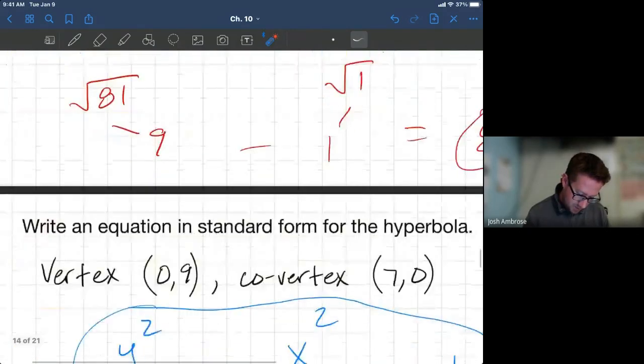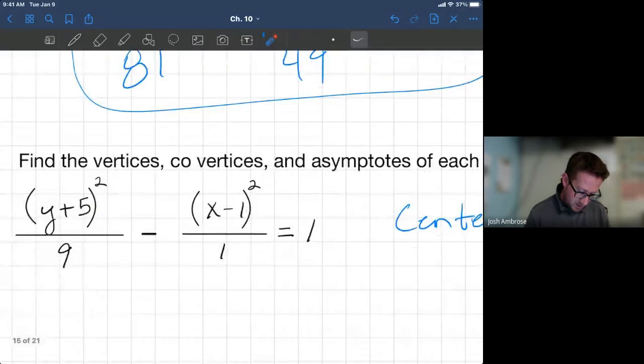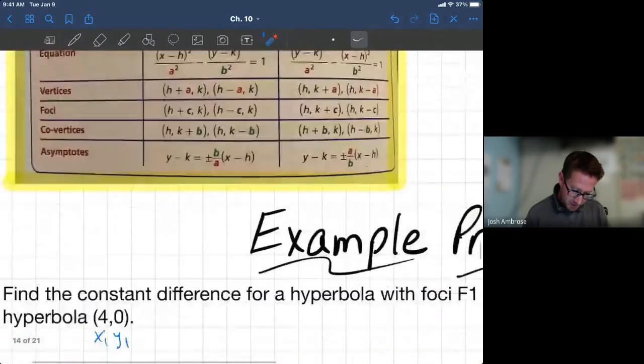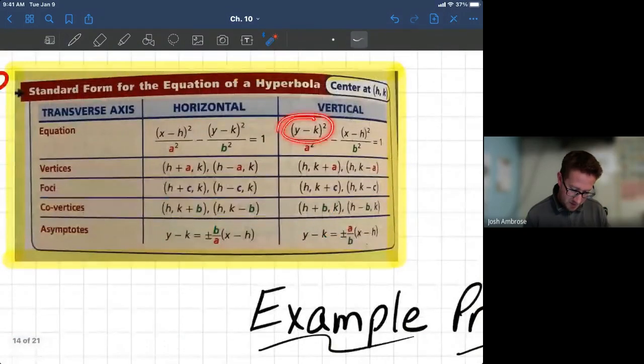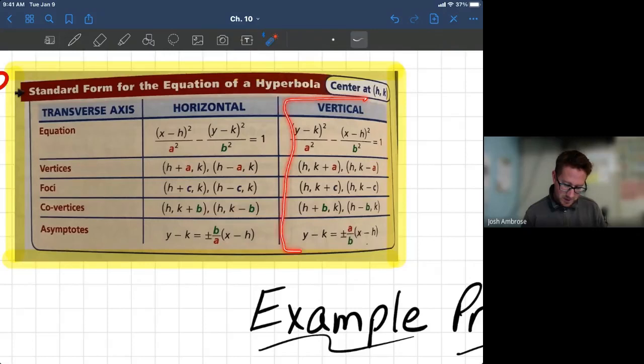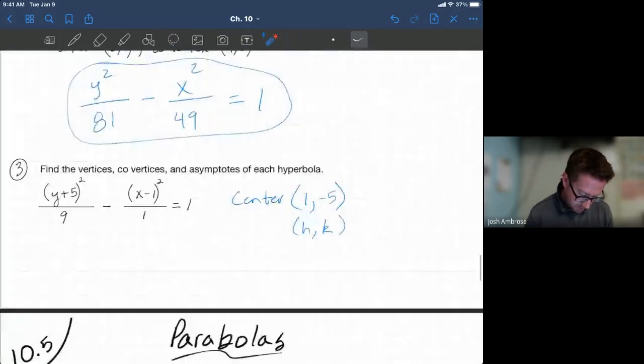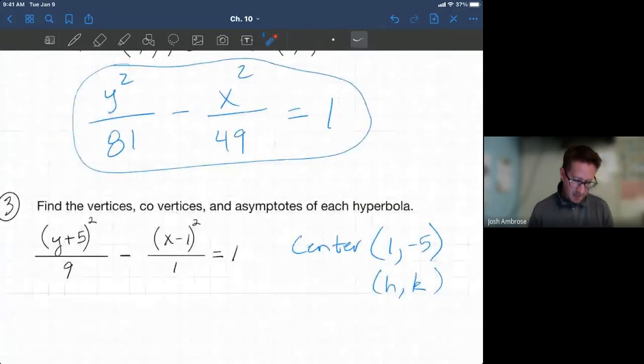Okay, and if we go back to what was given, notice how the y value is in front, and if you look back up at the chart, the y value is in front for vertical. So that means we are wanting to deal with everything in this vertical column right here to pull out how to solve for vertices, co-vertices, and asymptotes, because that's what the directions are going to ask of us as we scroll back down. All right, vertices, co-vertices, and asymptotes.